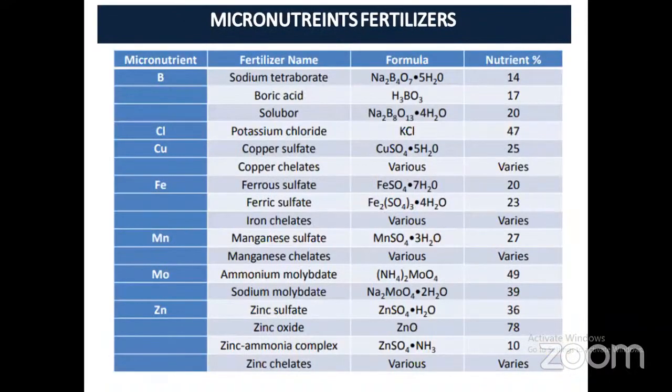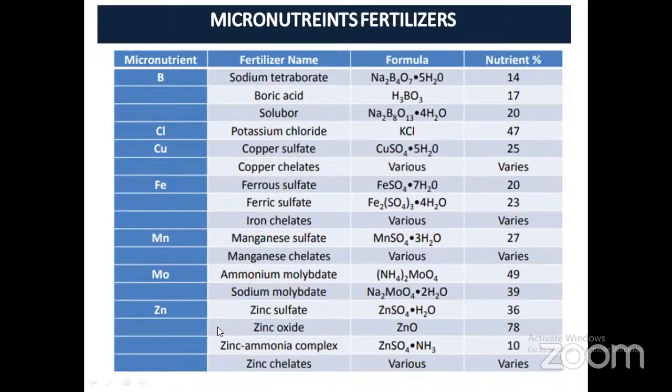So we were on fertilizers, different fertilizers of micronutrients. Their percentage can be asked in exam. Boron, we usually add as boric acid, 17%. Then soluble sodium tetraborate. Potassium chloride has 47% chloride. For copper, copper sulfate and copper chelates, meaning copper EDTA, are added. For iron, ferrous sulfate and ferric sulfate are added. For manganese, the sulfate form is usually added.